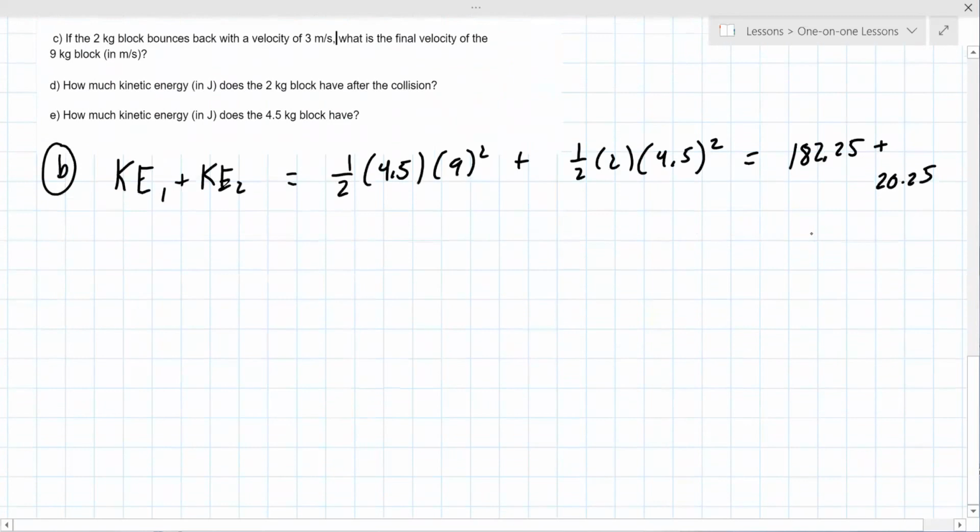So that's 202.5. These are in joules, right? Yes. Awesome. On number 3.